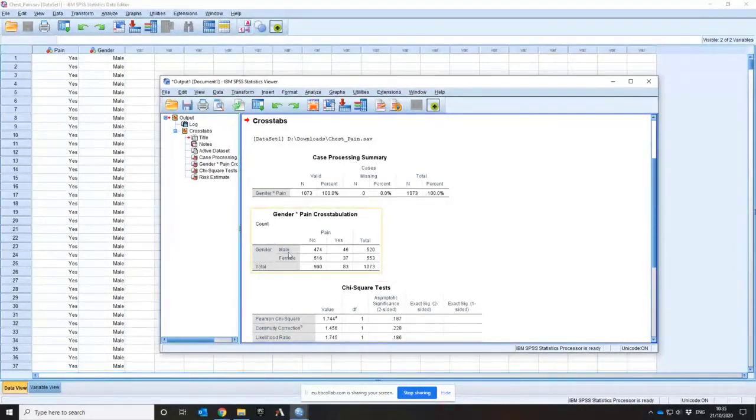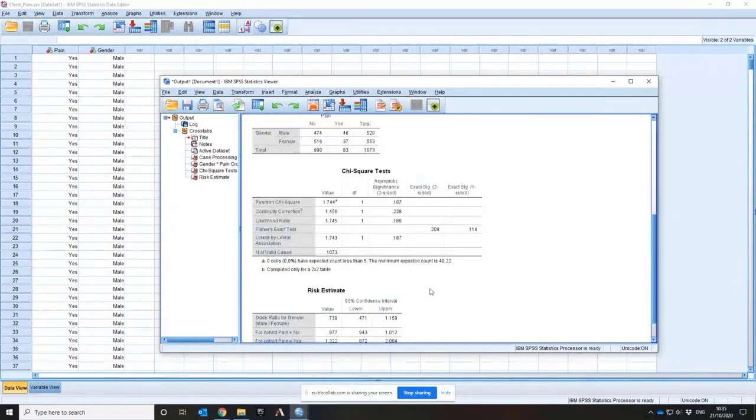So the first thing it's done is calculated that there are 474 men that have no pain, 46 men have yes to chest pain, 516 women have no chest pain, 37 women have yes to chest pain. The total number of people who don't have pain is 990, the total number who do is 83. Total number of men is 520, total number of women is 553. The total number in the study is 1,073.